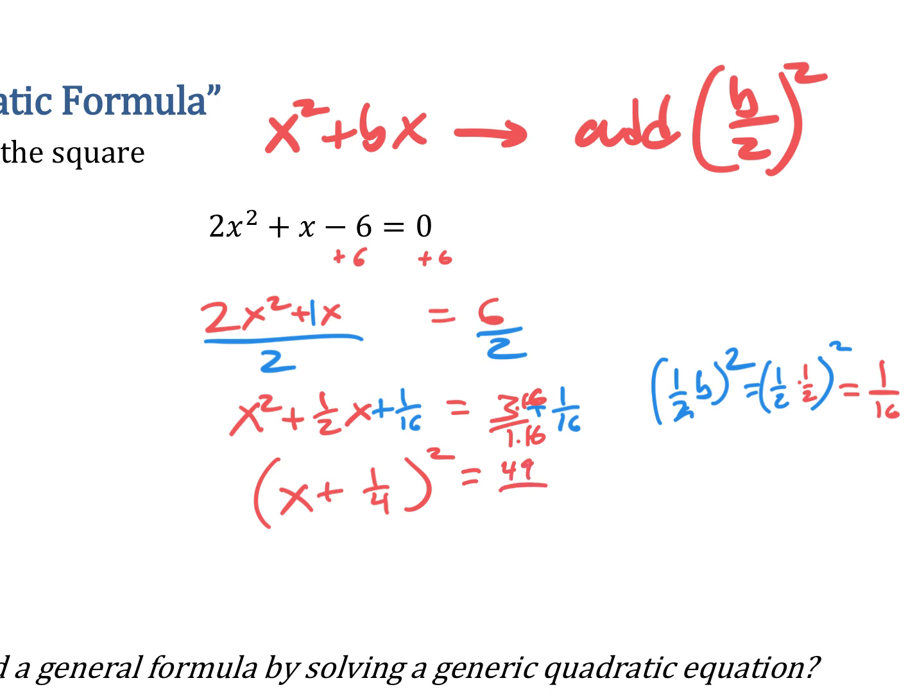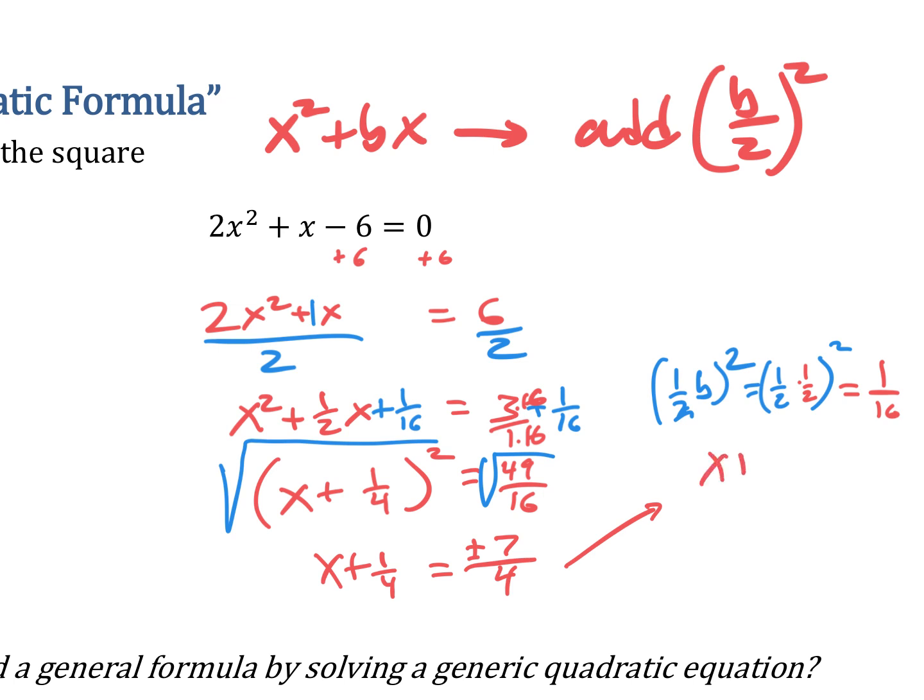That's 49/16. Now we've got this exponent out here, so we want to square root. And we square root, and we get x plus 1/4 equals plus minus 7 over 16. Oops, sorry, over 4. Square root the top, square root the bottom. And so this needs to be written as two equations. We've got x plus 1/4 equals 7/4, and x plus 1/4 equals negative 7/4.